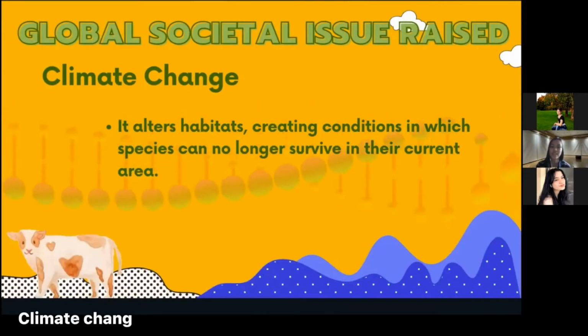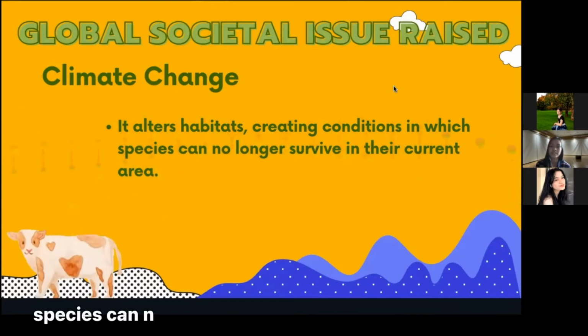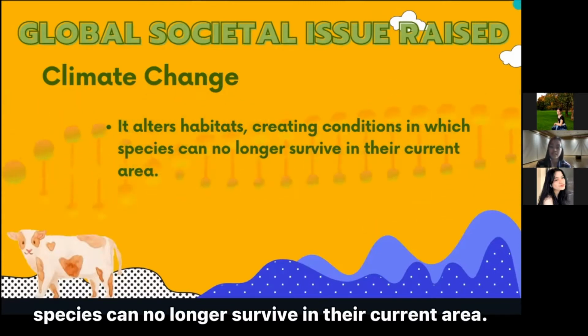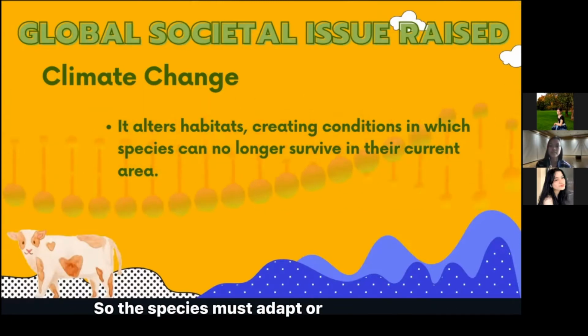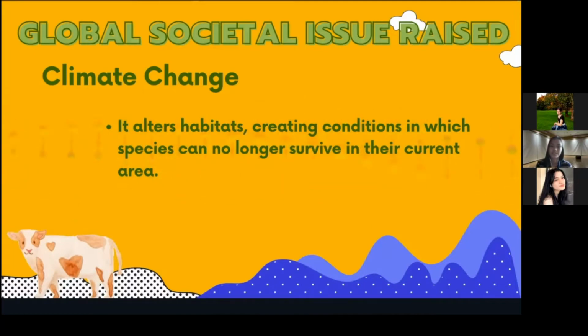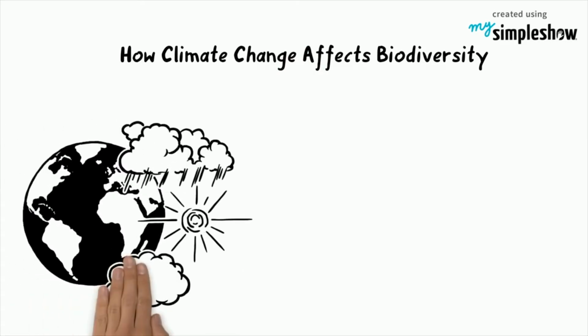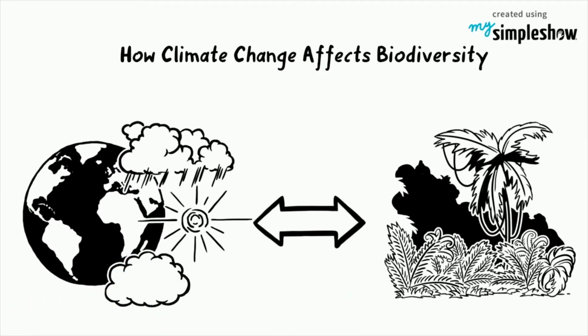Climate change alters habitats, creating conditions in which species can no longer survive in their current area. So the species must adapt or migrate to areas with more favorable conditions. Goal 13 of the Sustainable Development Goals, Climate Action: how climate change affects biodiversity.